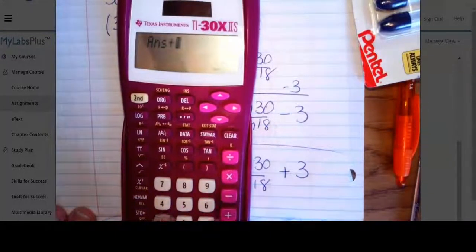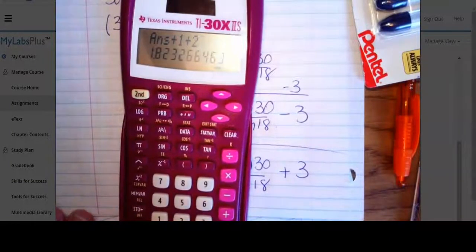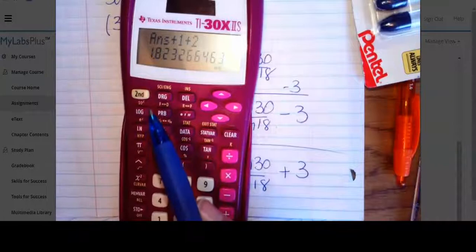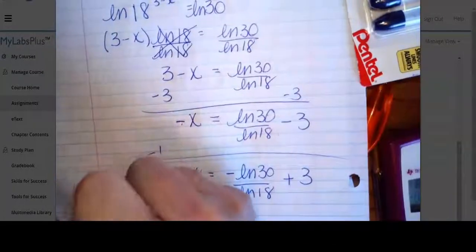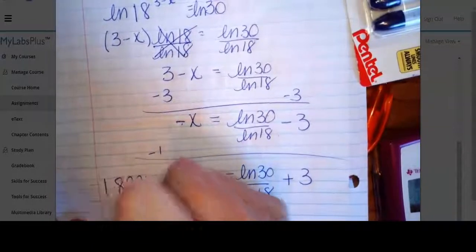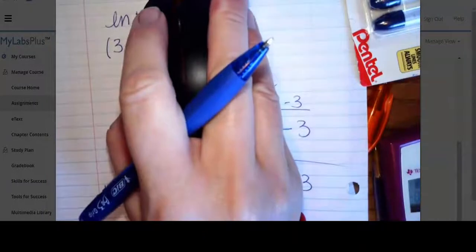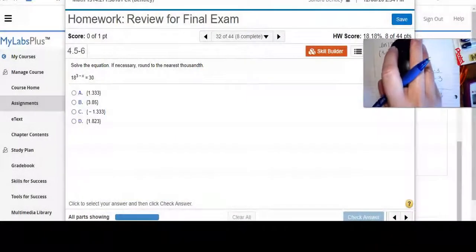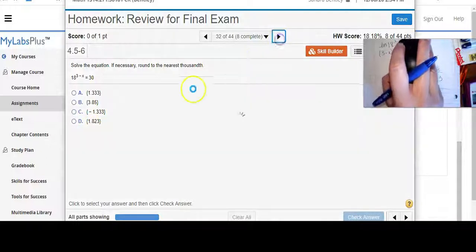And then add 3. So I've got 1.8233. 1.8233 is my answer. There you go.